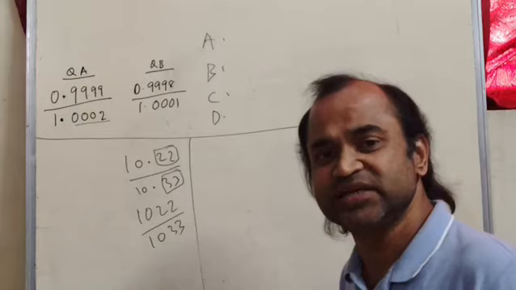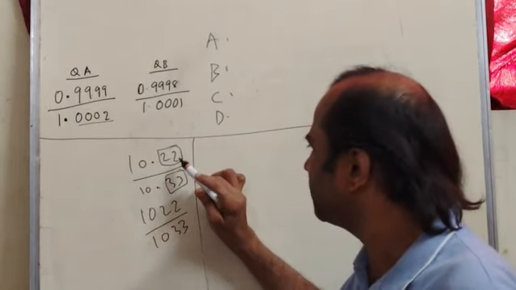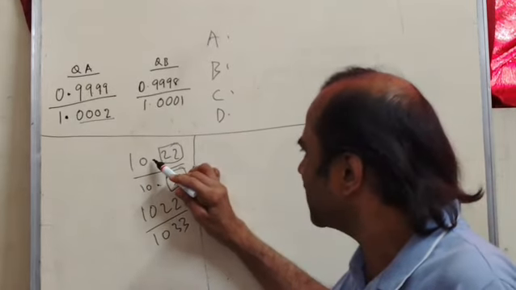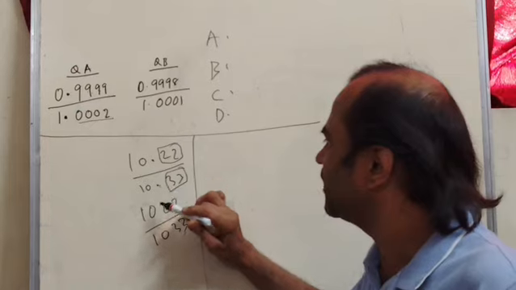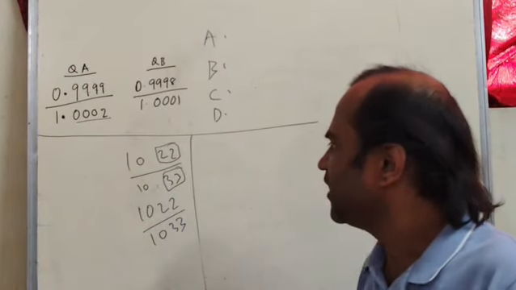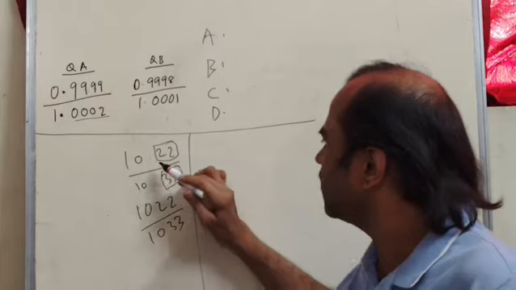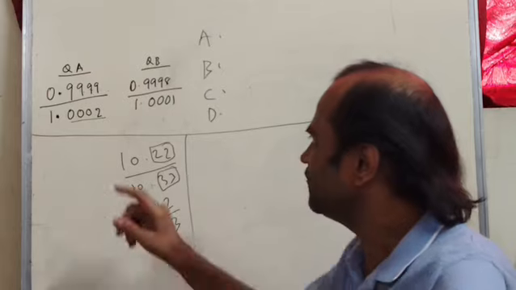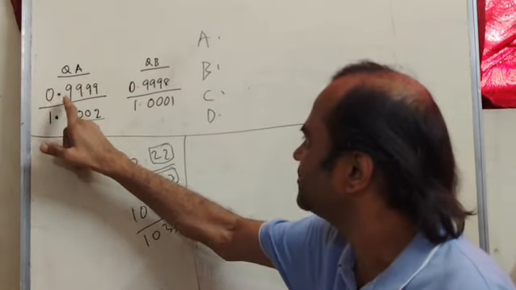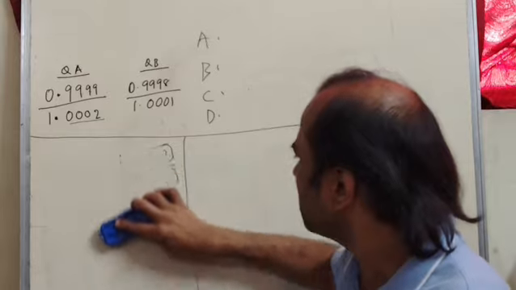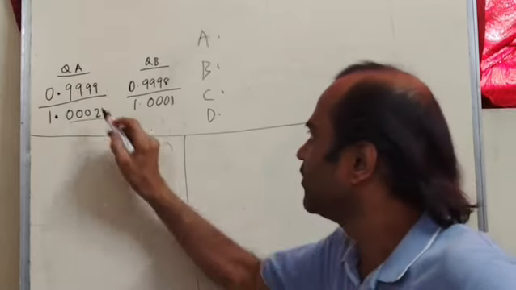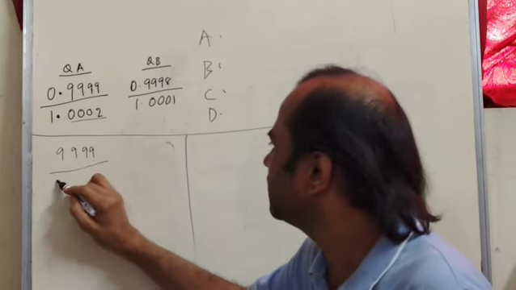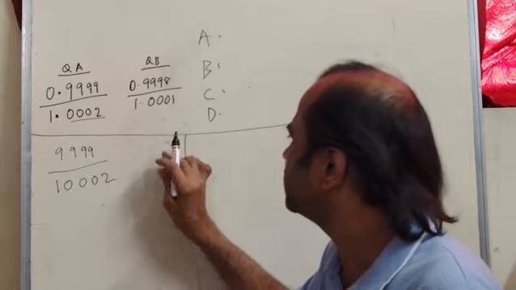When the number of digits after the decimal point are the same in both numerator and the denominator, then for all practical purposes the decimal point can be ignored. So we can write the fraction numerator and denominator without the decimal point as well. So therefore I am here ignoring the decimal point and writing the numbers that we have. So numerator becomes 4 nines and denominator will become 10,002.